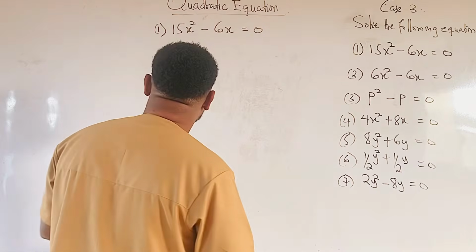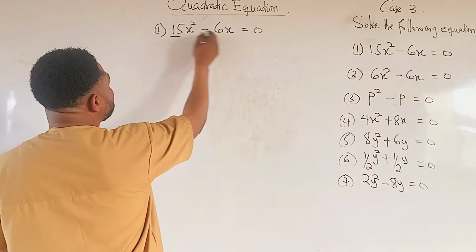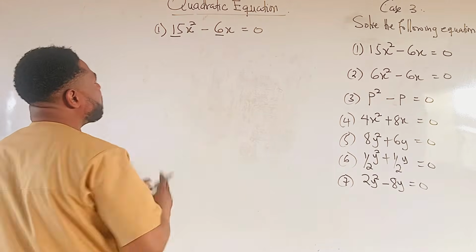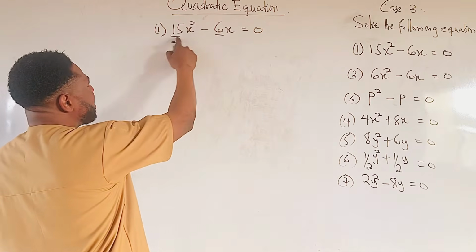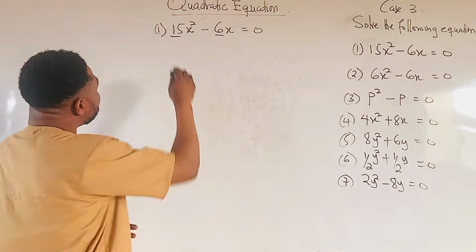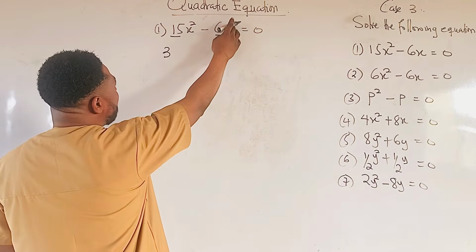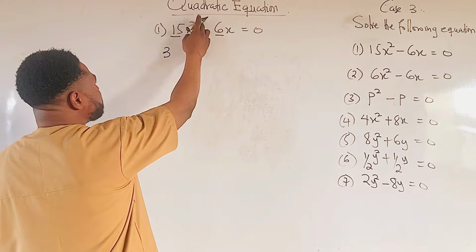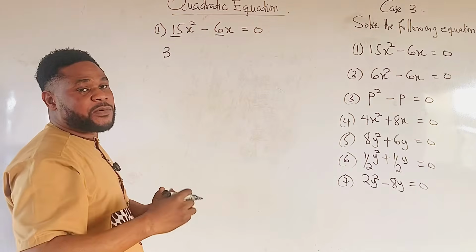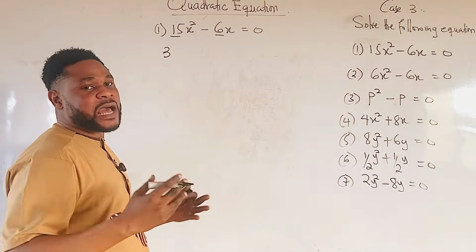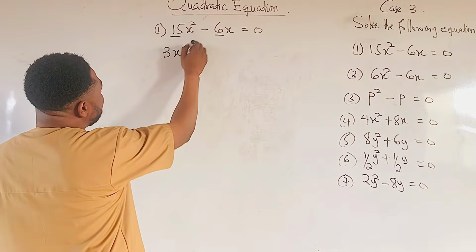Let's see how we can do that. Now, we have 15 here, we have 6 here. We look for a common number that can go into 6 and 15. Then we factorize it, and that will be what? 3. Now we have x raised to the power 1 here, x raised to the power 2. So we factor the variable with the lowest exponent out, and which is going to be what? X.